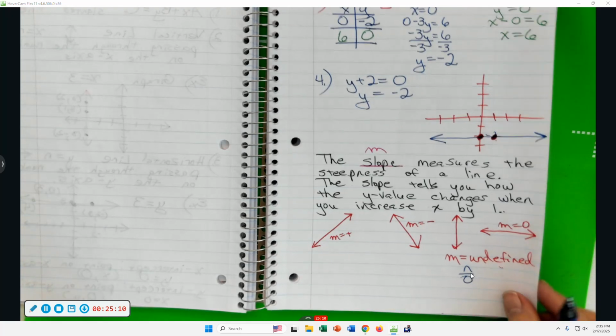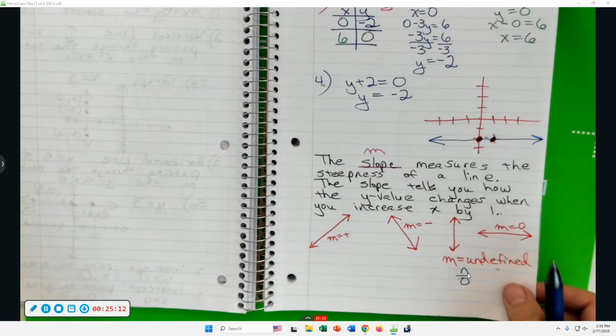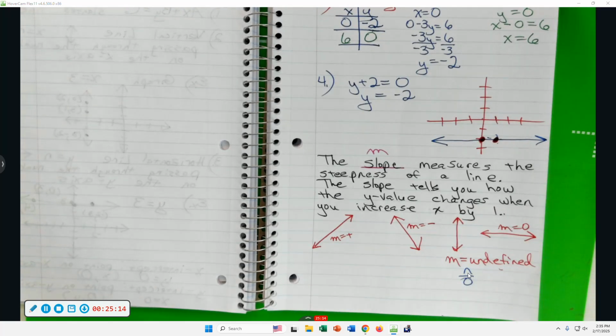And I'm going to do rise over 1 there. Okay, so everyone through, I'm about to flip the page.